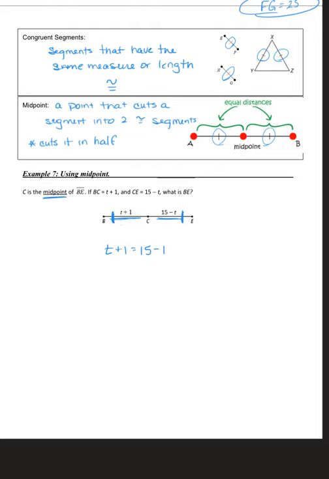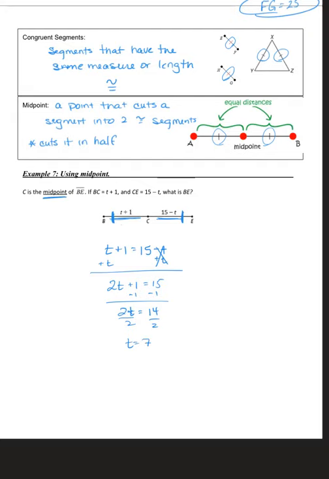So now I just have to solve for T. So I'm going to add a T to both sides because this was negative. So we're going to add it to make it go away. So we get 2T plus 1 equals 15. Then I'm going to subtract that 1 from both sides. And then I'm going to divide by 2. So we get T equals 7.